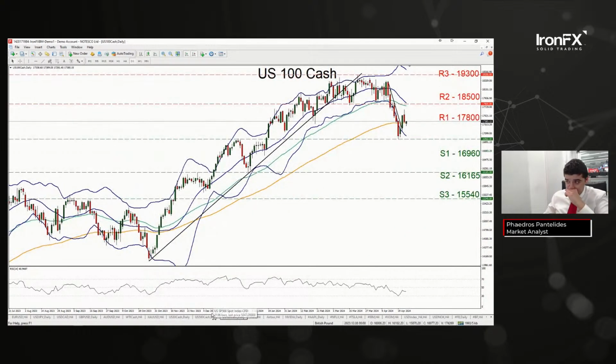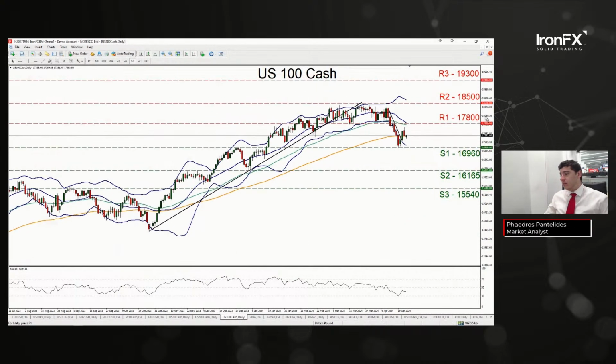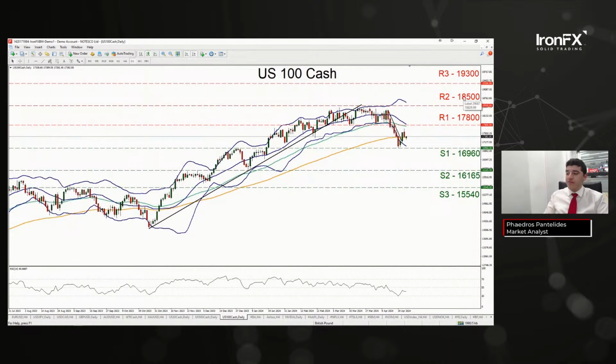Now, we haven't really seen the Nasdaq in quite a bit. So you have the Nasdaq US 100 cash on your charts. So support at 16,960, excuse me, 16,960. Appears to have been validated by this candle here. R1 at 17,800, still valid. You have RSI at 40, so implying some bearish market tendencies.